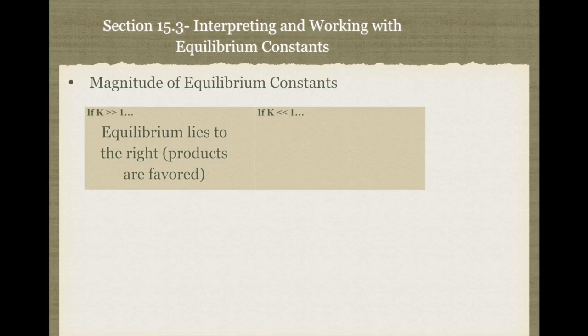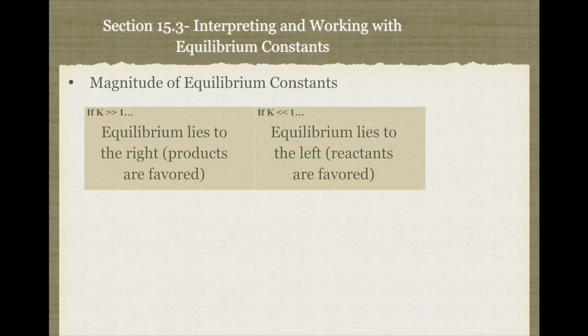If your equilibrium constant is less than 1, what that tells you is that the equilibrium lies to the left, meaning that your reactants are favored because remember again, reactants are in the denominator, and therefore if your K is less than 1, that means that the denominator value is larger than the numerator value.